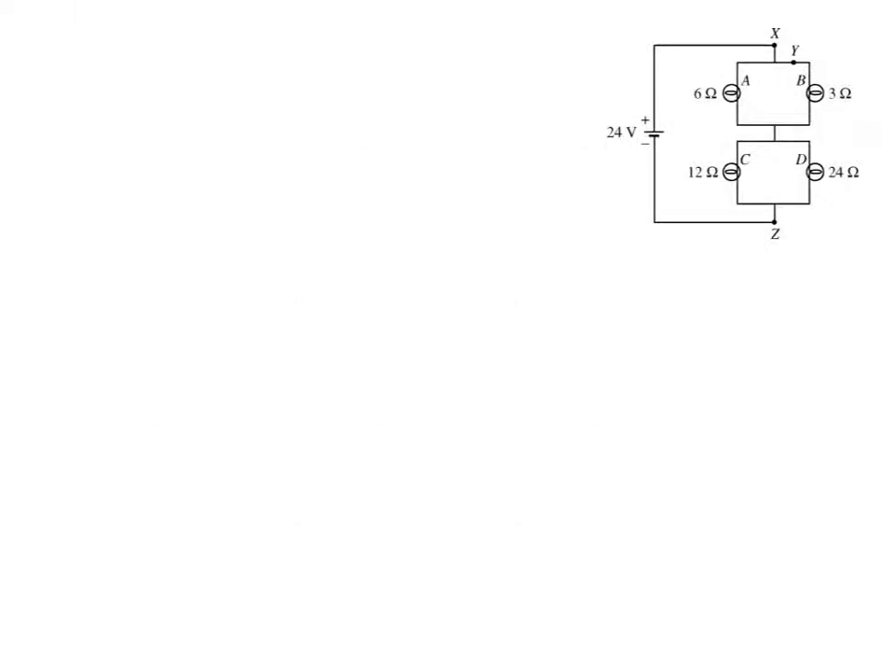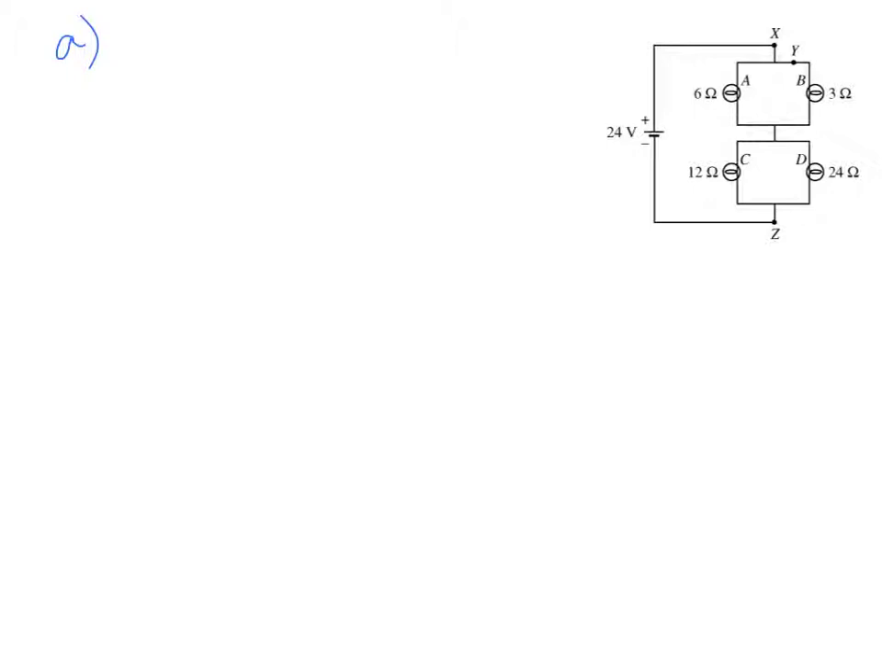Four light bulbs are connected in a circuit with a 24-volt battery as shown in this figure. So in part A, determine the average potential energy change of an electron as it moves from point Z, down here, up to point X.